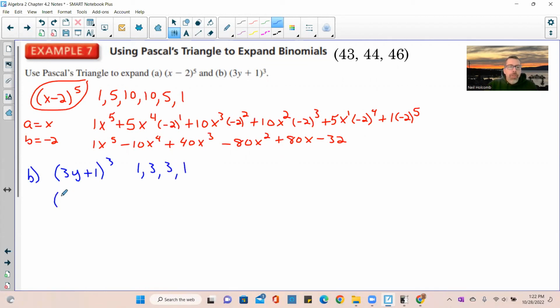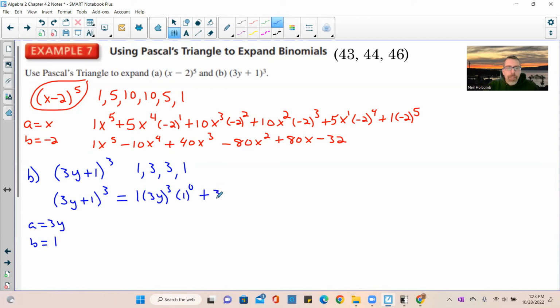So 3y plus 1 cubed is going to equal, and then I'm over here, I'm just going to write a is 3y and b is 1. So I'm going to start with my leading coefficient of 1 times a, 3y to the third power times b to the 0. I'm just going to show it this time. I didn't show it up here because 3 plus 0 is 3. And now every power is going to decrease on the y and increase on the 1. So then you say plus.